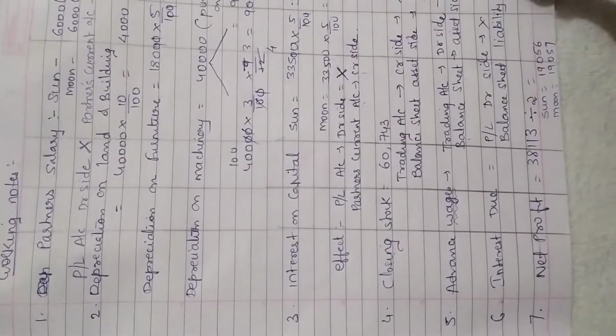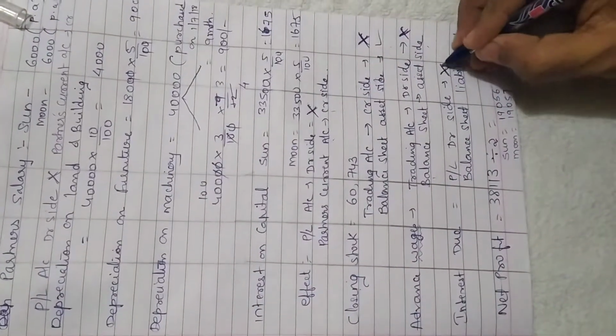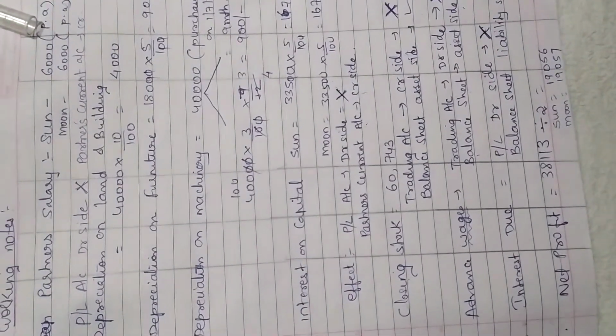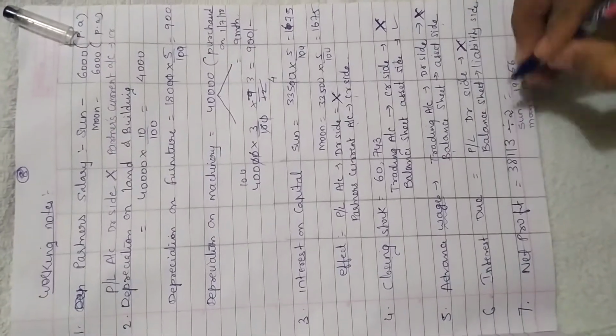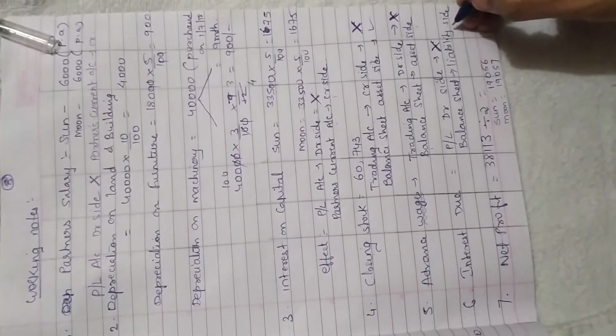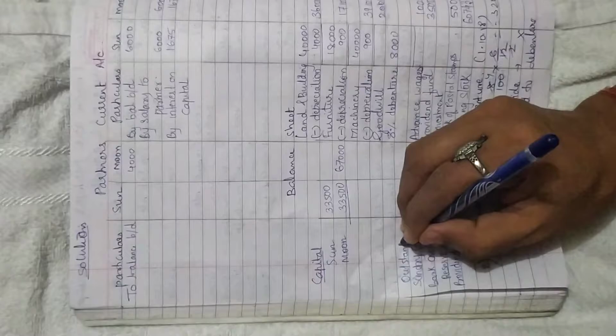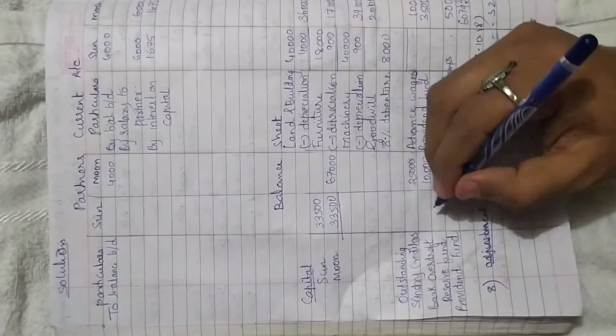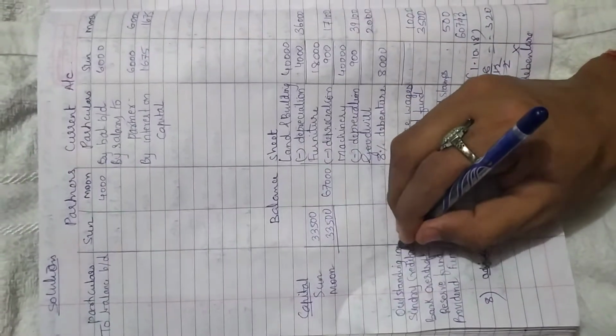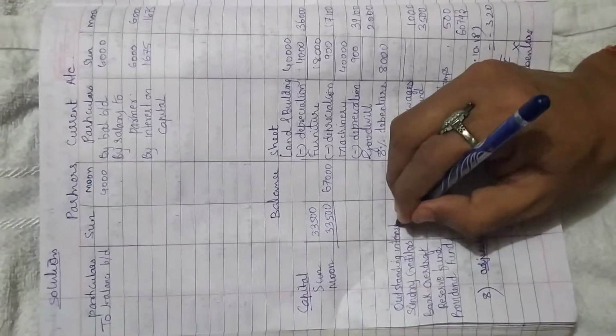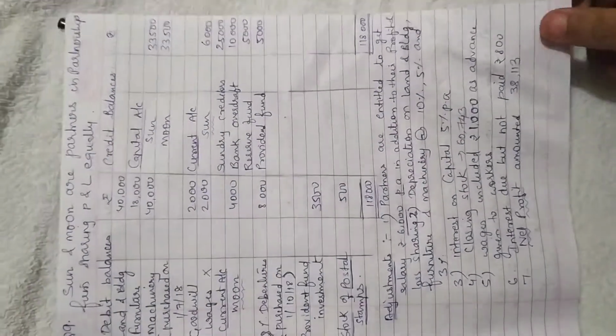The first effect, profit and loss account debit side. This we are not going to record as we don't have a profit and loss account. Second effect we will write in balance sheet liability side. In balance sheet liability side you write here outstanding interest. What is the amount? Outstanding interest 800 rupees.